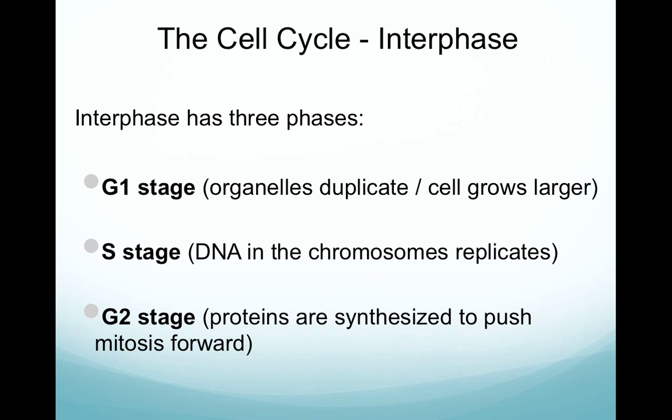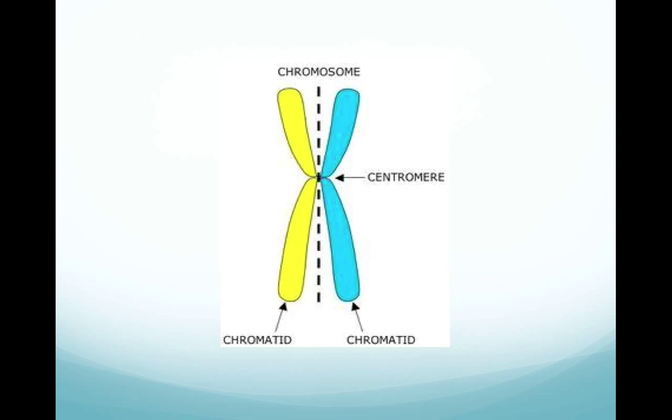Interphase has 3 phases. In the G1 phase, the cell grows larger as the organelles duplicate in preparation for cell division. In the S stage, the DNA in the chromosomes replicates. In the G2 stage, proteins are synthesized that will help drive mitosis to completion. When chromosomes have replicated, they are called sister chromatids, and they are joined together at the centromere. In this picture, the yellow and blue chromatids are identical as far as their genetic material is concerned.